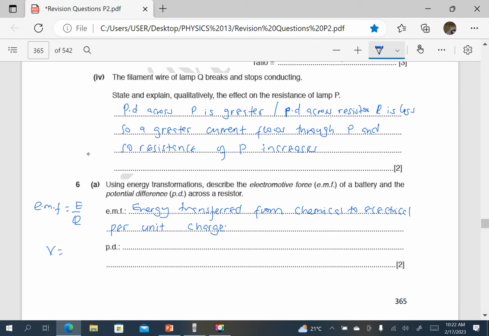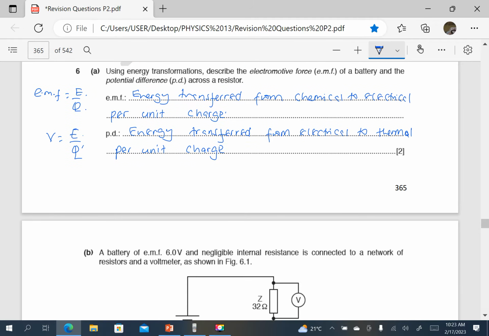Then PD is simply energy transferred from electrical to thermal per unit charge. So energy transferred, this time it is electrical to thermal, while this was chemical to electrical. So PD is energy transferred from electrical to thermal per unit charge. Energy transferred from electrical to thermal per unit charge, that is PD.